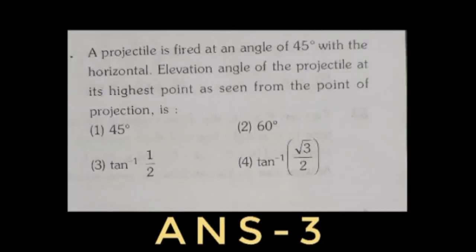A projectile is fired at an angle of 45 degrees with the horizontal. The elevation angle of the projectile at its highest point as seen from the point of projection is what? You have to find out.